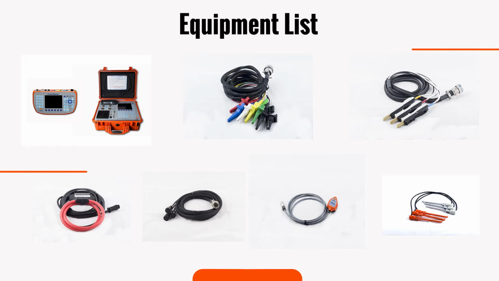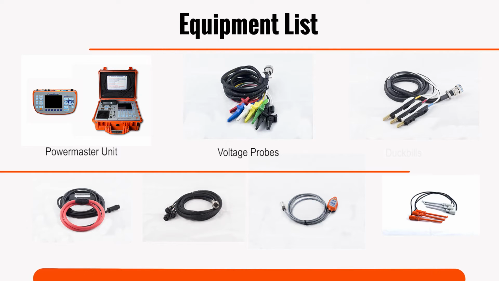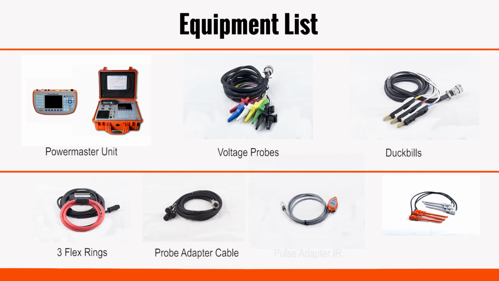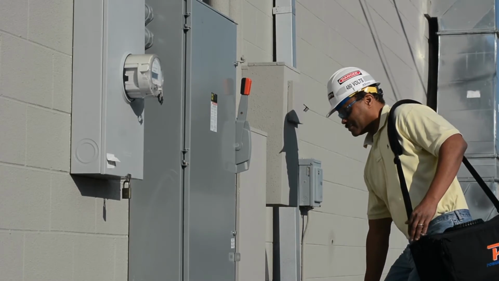To get started, you'll need the following items: the Powermaster unit, voltage probes, duckbill current connectors, 3 flex rings, probe adapter cable, pulse adapter IR, and jumper cables. Now that we have our equipment ready, let's get started.